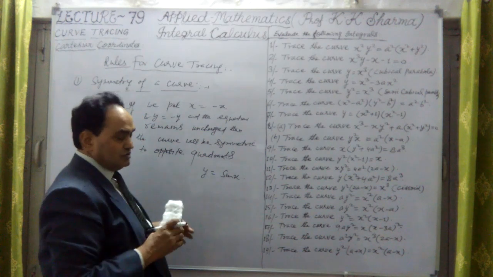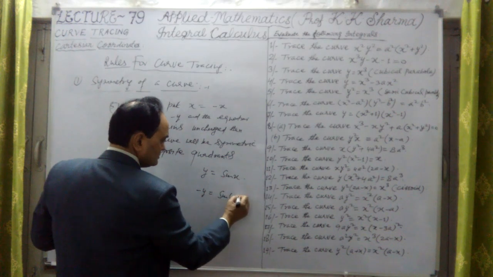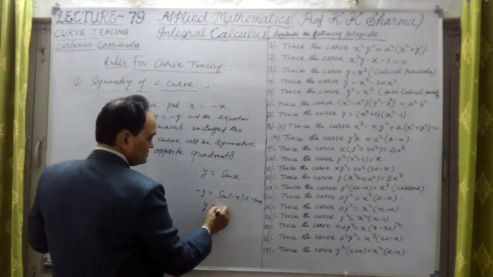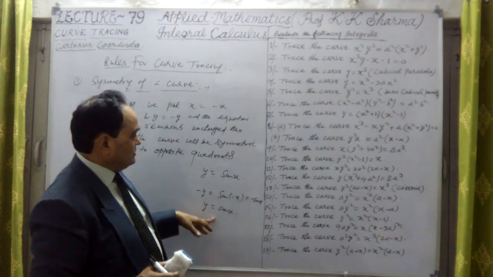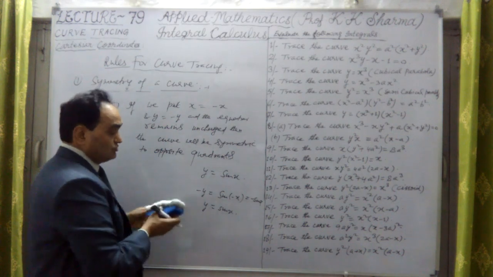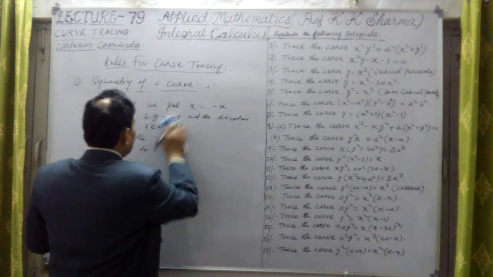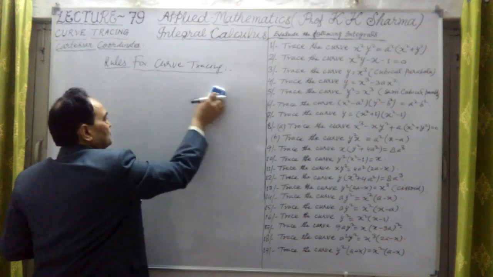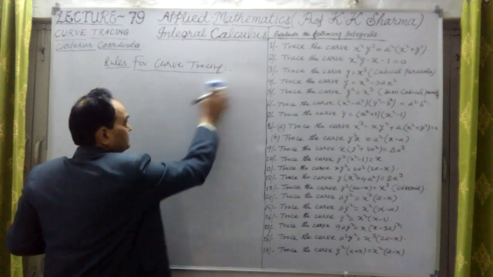So if I put y equal to minus y, this is equal to sine of minus x, which is minus sine x. Minus minus cancel out, still it is y equal to sine x. No change. So this equation will be symmetric in opposite quadrants, maybe the first and third, or second and fourth. Here are the five points we have discussed in case of symmetry.